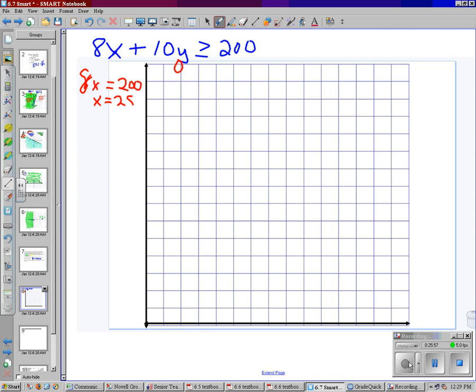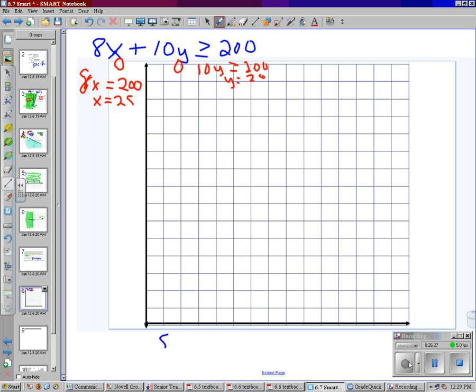We know that's where it crosses the x-axis. Okay, now put 0 in for the x and solve for the y. So you got 10y is equal to 200. What's y equal to? 20. So we know our y-intercept is at 20. We don't want to go by ones on this graph. My x-intercept's at 25 and my y-intercept's at 20. We don't want to go by ones. What should we go by? Fives. Okay, 5 sounds great.